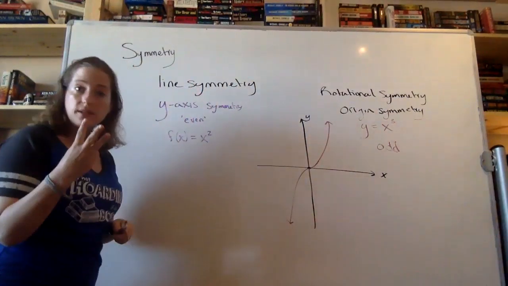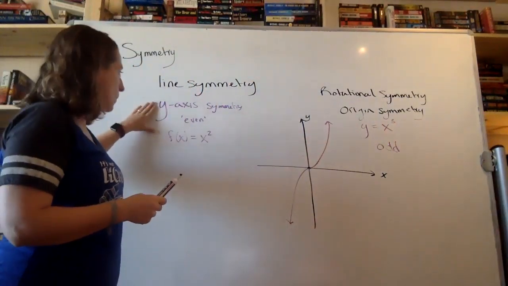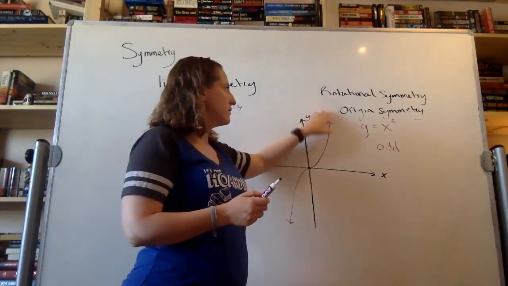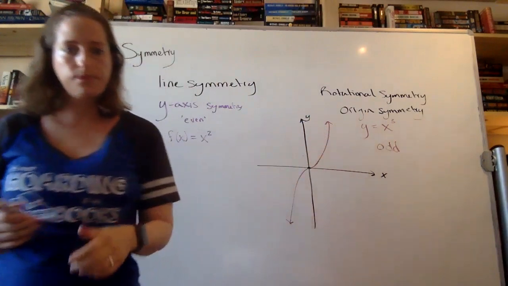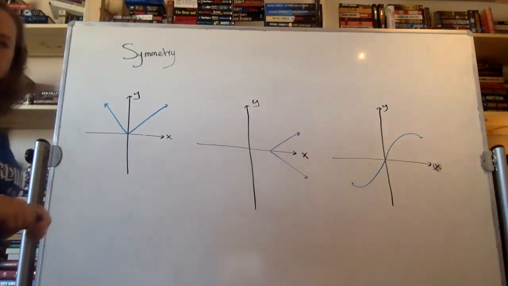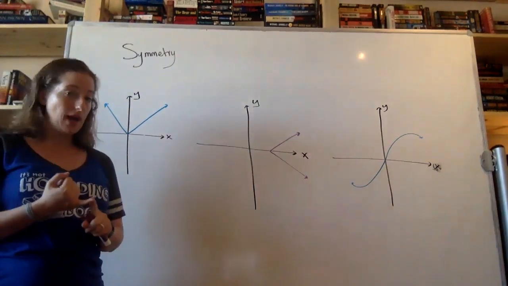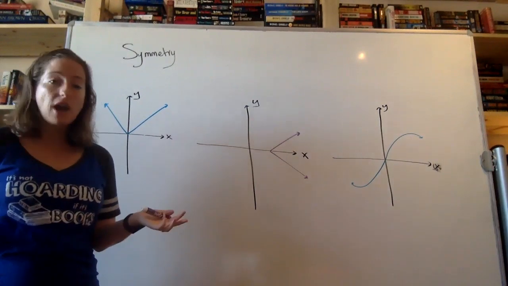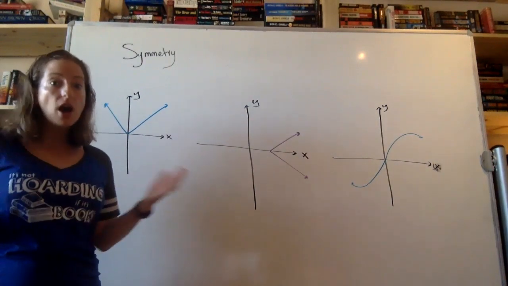So 3 different kinds of symmetry that we talked about. Line symmetry, y-axis symmetry. We also talked about x-axis symmetry. And then rotational symmetry or origin symmetry. All right, I've drawn 3 other graphs up here, and I just want us to review and think about what types of symmetry these graphs have. Do they have y-axis symmetry? Do they have x-axis symmetry? Do they have origin symmetry? Now, a graph may have all of these, and it may have none of these.